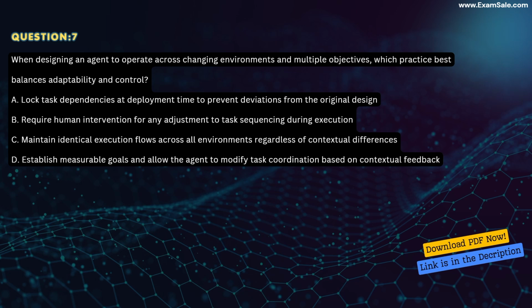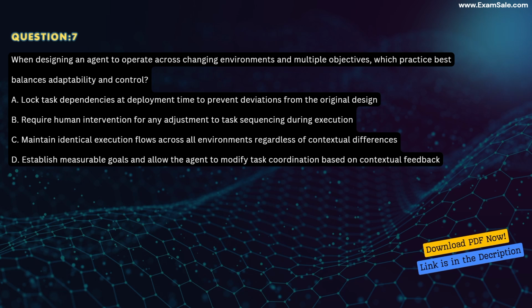A. Lock task dependencies at deployment time to prevent deviations from the original design. B. Require human intervention for any adjustment to task sequencing during execution. C. Maintain identical execution flows across all environments regardless of contextual differences. D. Establish measurable goals and allow the agent to modify task coordination based on contextual feedback.